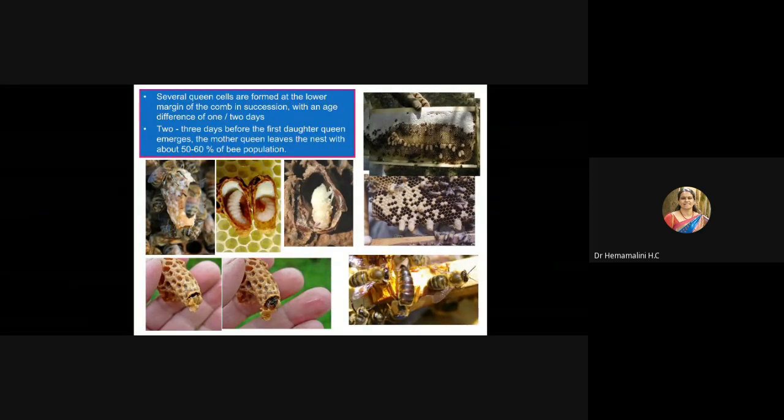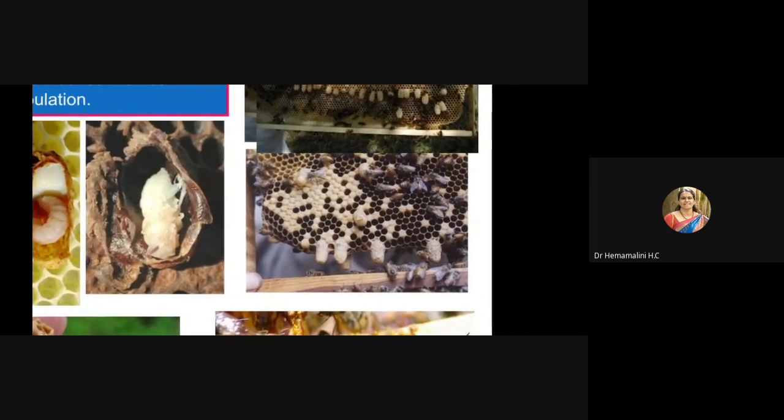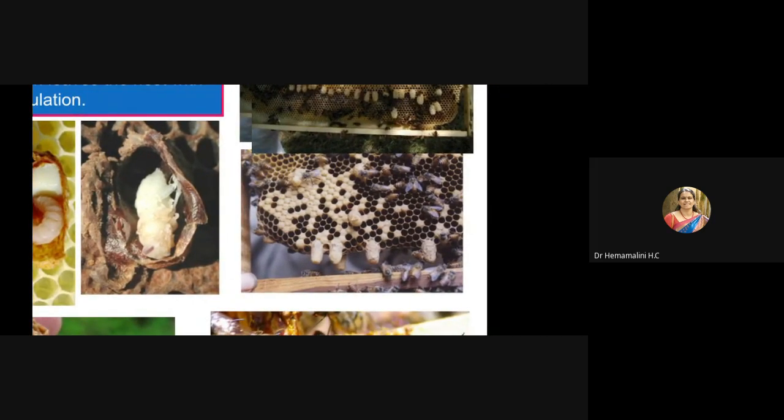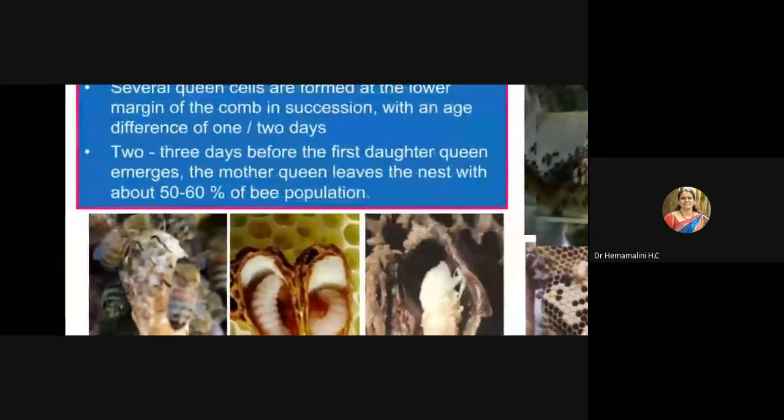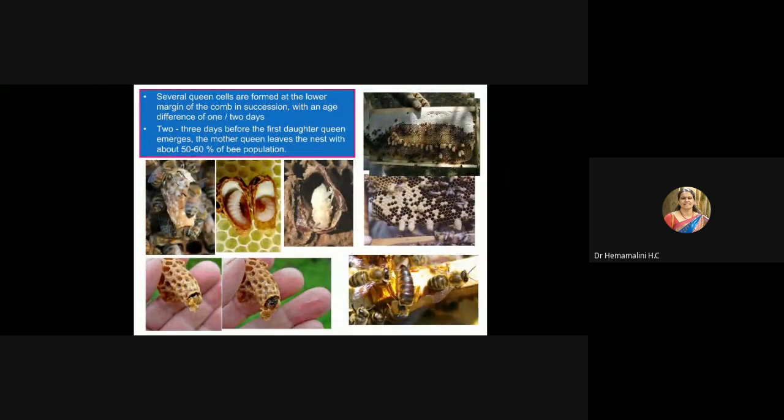During the swarming, these are the pictures of queen bees. You can see the pictures of queen bees. Several queen cells are formed at the lower margin of the comb in succession. Continuously, you can see here on the lower margin of the comb, 4, 5 are visible properly, and in the middle also there are 2 to 3 queen cells. Totally 8 to 9 cells are formed in one comb with an age difference of 1 or 2 days.